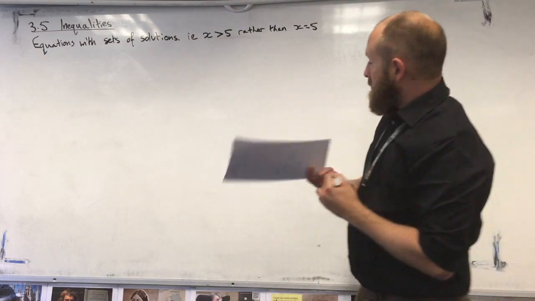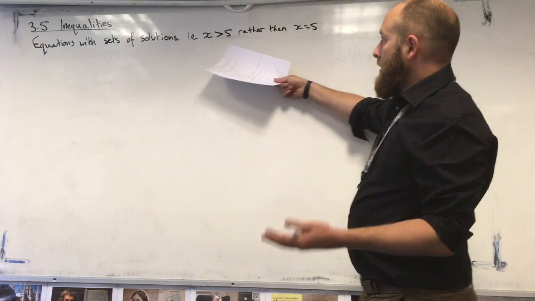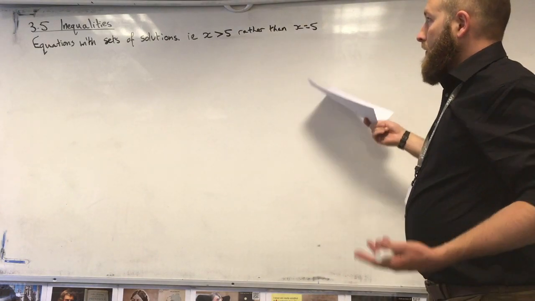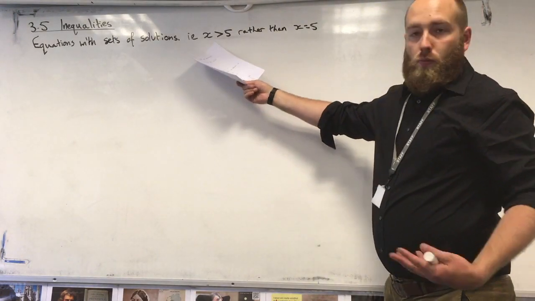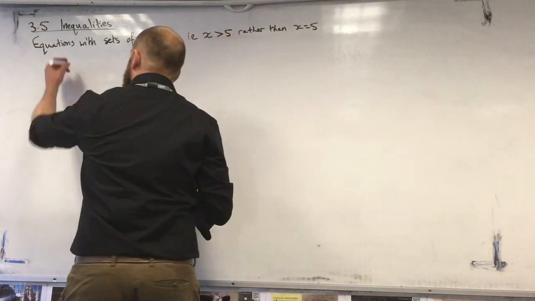So for example, x is greater than 5 means x can be any number bigger than 5, whereas an equation would just have x equals 5. So one solution, a whole set of solutions. Okay, so let's try an example straight away then.